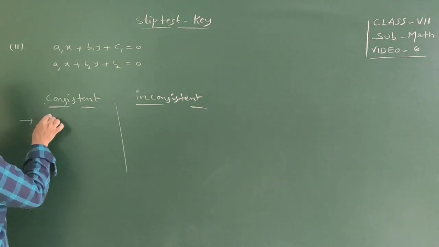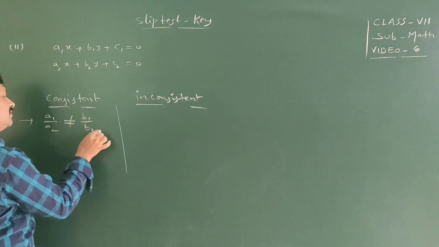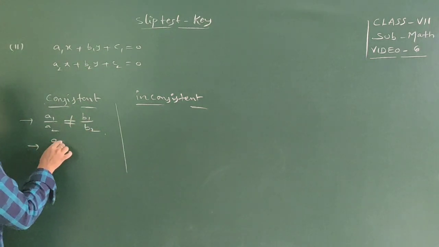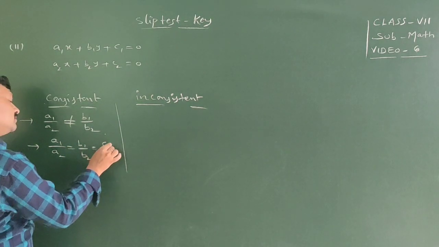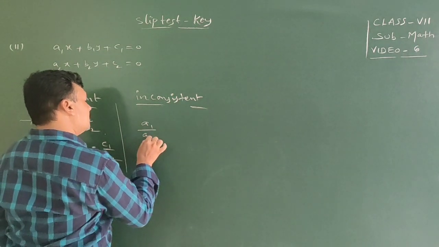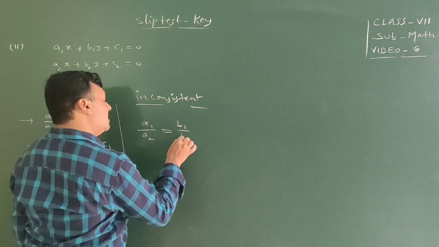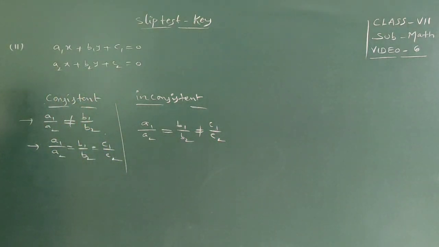Consistent is of 2 kinds. A1 by A2 is not equal to B1 by B2. Or A1 by A2 equals B1 by B2 equals C1 by C2. For the inconsistent case, A1 by A2 equals B1 by B2 but is not equal to C1 by C2. The conditions for consistency and inconsistency are explained in detail.